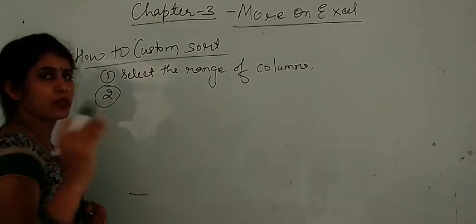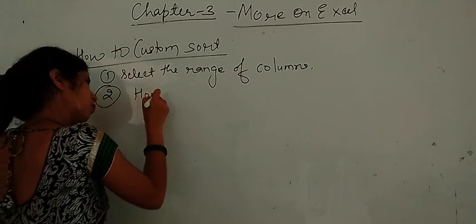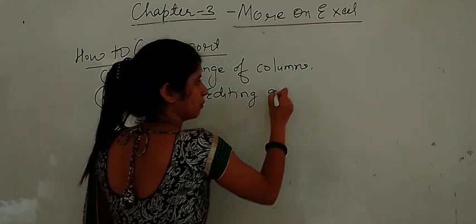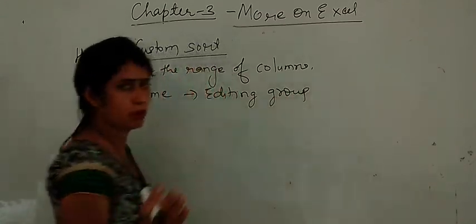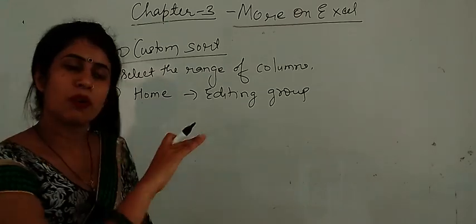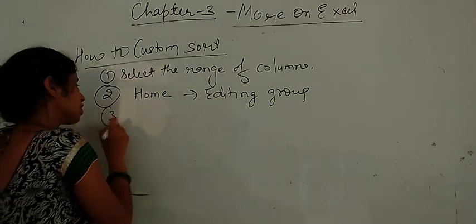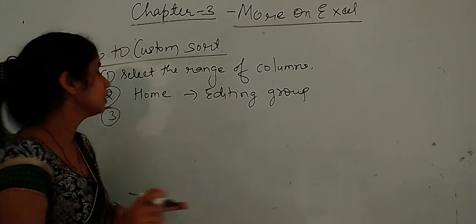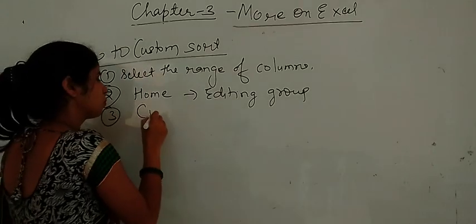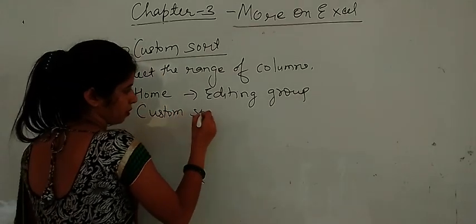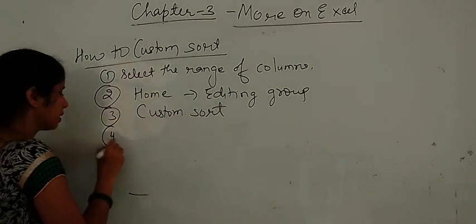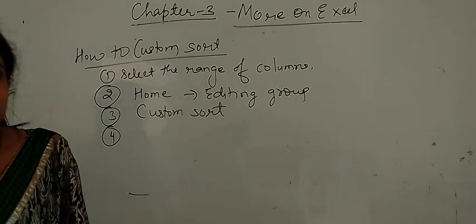Now second step, same. You have to click on Home tab. Then you have to click on the Editing group. These steps you also followed in how to sort the data, and you will follow them here also. Now what change will happen here? In the third step, changes will occur. Here you have to click on custom sort. Then after you have to follow a few steps to apply it.